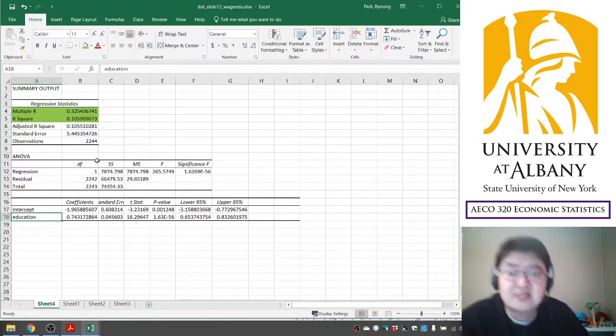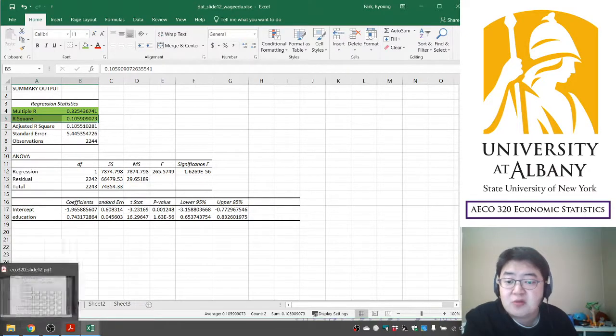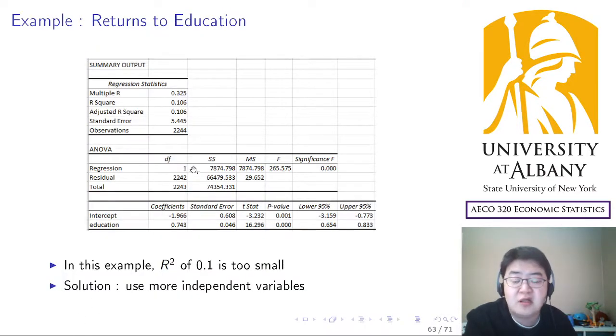I think in some sense it's too good. Education explains 10% of the wage. But anyhow, it's not bad. It is common in many analyses. Around 10% is not that bad. So don't be disappointed too much in real data analysis. Alternatively, if you want to improve this, you may use more variables.